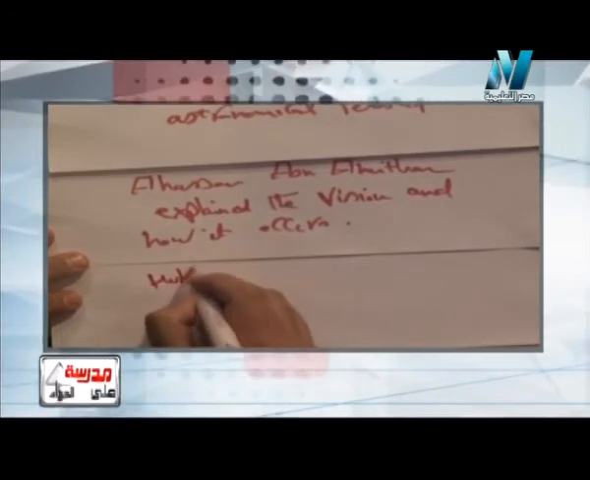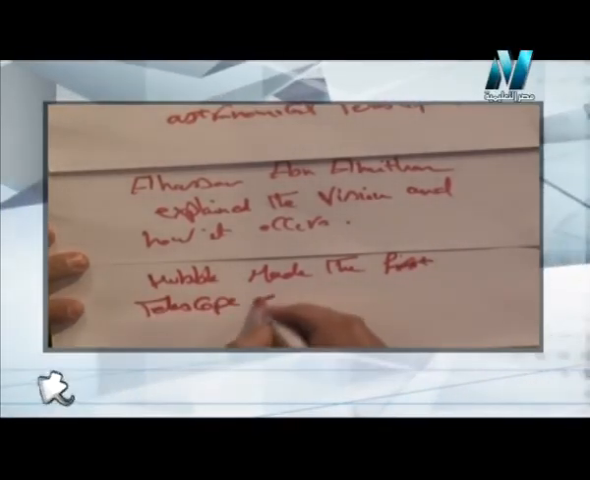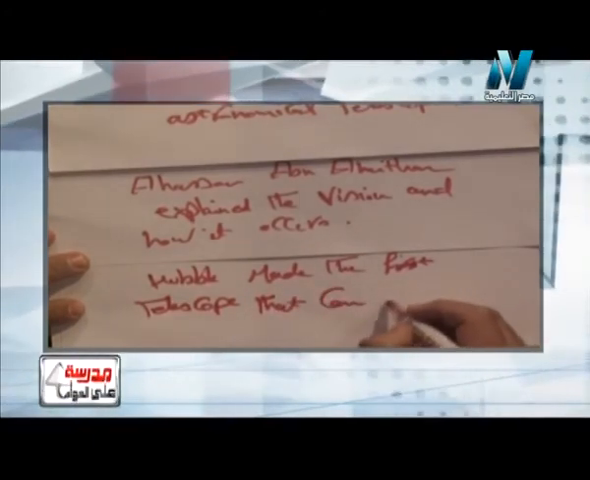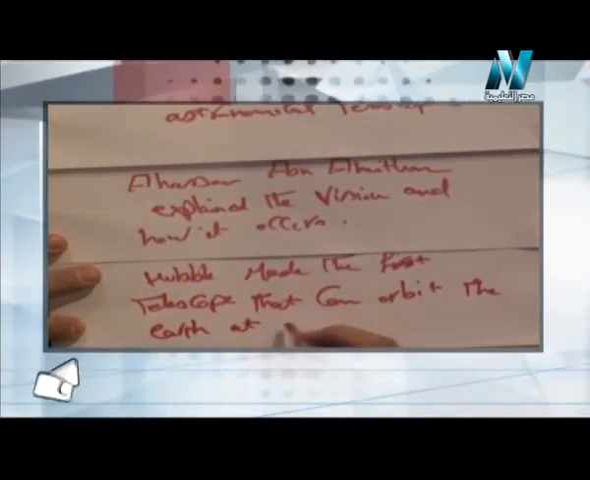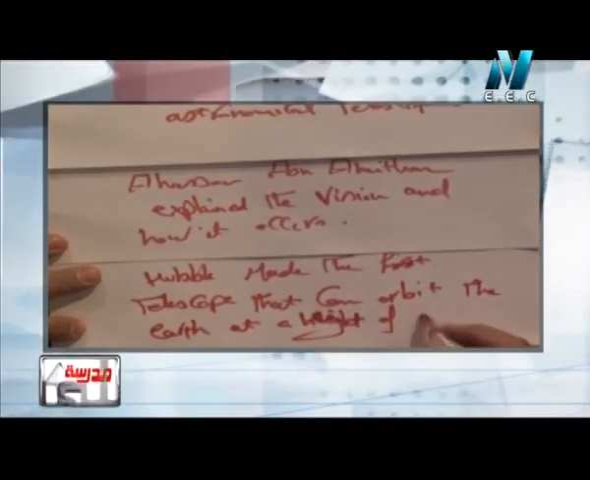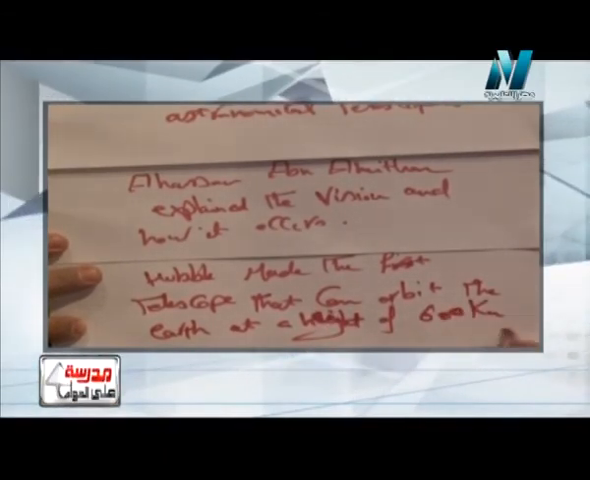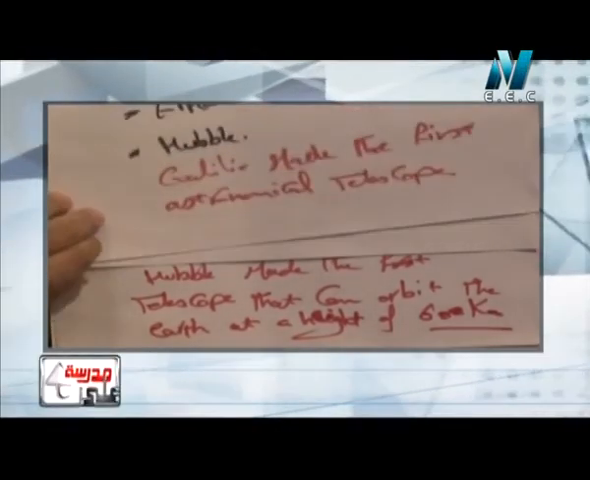So we can say that Hubble telescope or Hubble made the first telescope that can orbit يعني يدور حوالين الأرض أو يبقى ليه مدار حوالين الأرض, orbit the earth at a height of 600 kilometers or approximately 600 kilometers, because it was already 593 kilometers.